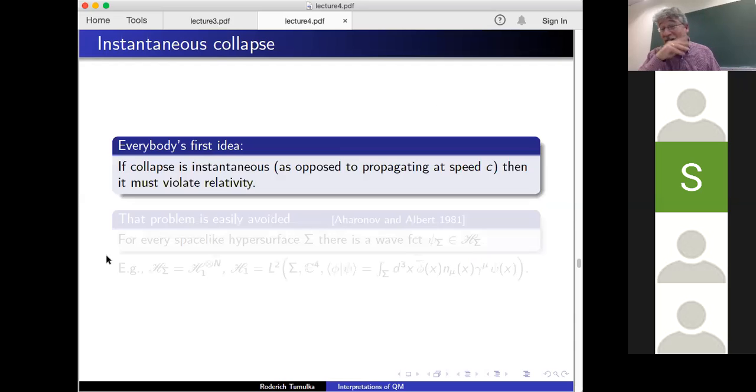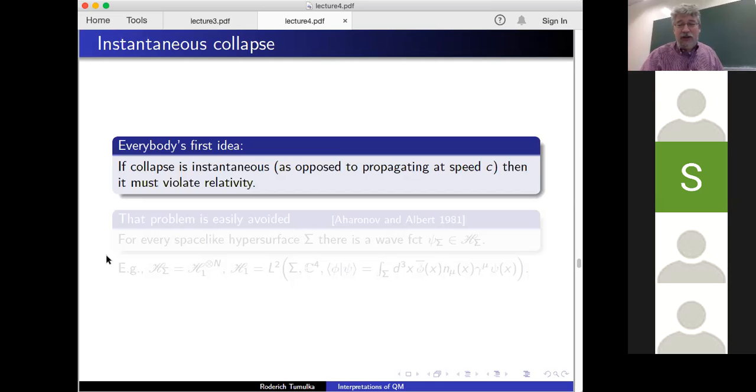Okay, so now let's talk about GRW theory in relativistic space-time. When you start thinking about collapse and relativity, everybody's first idea is it cannot work. If collapse is instantaneous, as it should be according to the rules of quantum mechanics, instantaneous as opposed to propagating at speed c, then it must violate relativity.